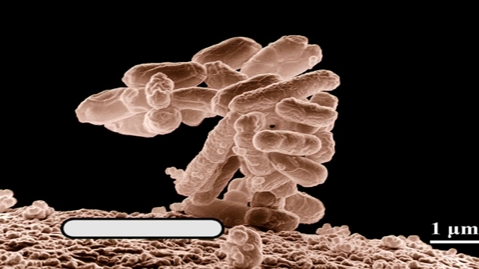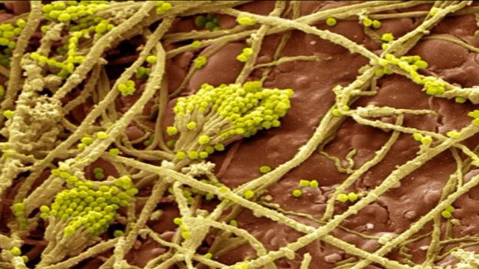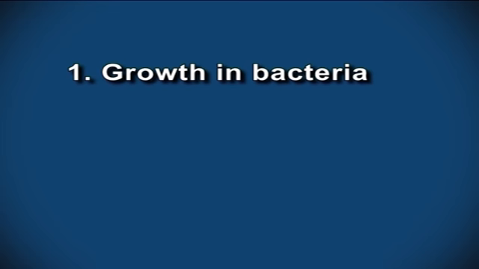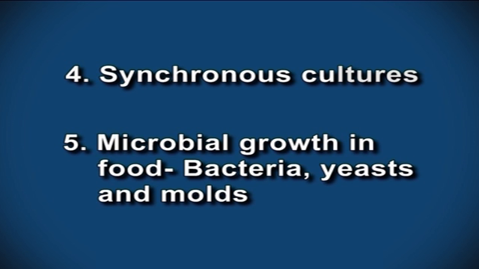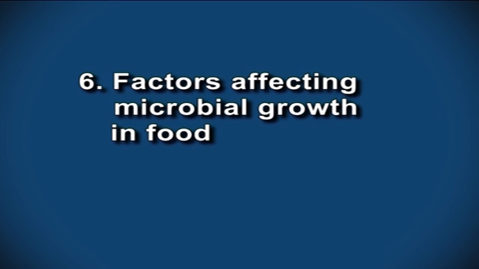Growth rate in microorganisms is very high and microorganisms multiply very fast in a suitable environment. Under favorable conditions, microorganisms multiply rapidly and maintain their small size. However, there is no change in their morphology. This unit is covered in 6 sections. They are growth in bacteria, bacterial growth curve, diauxic growth, synchronous cultures, microbial growth in food: bacteria, yeast and molds, and factors affecting microbial growth in food.